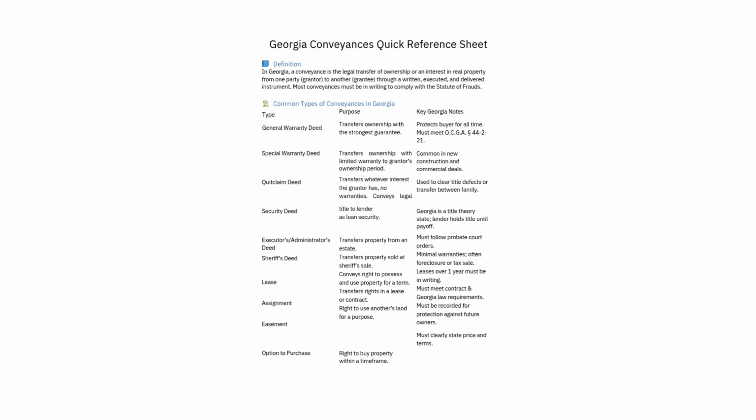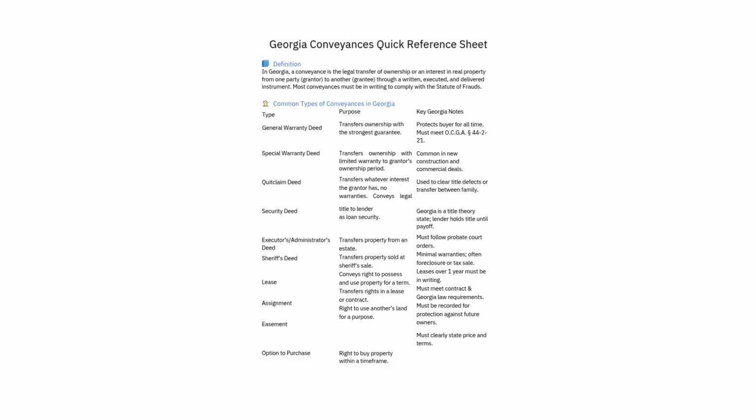Other quick terms around Georgia conveyance. We just covered general warranty deed, special warranty deed, and quitclaim deed. Now, security deeds are used in Georgia. They convey legal title to the lender as loan security. So Georgia is a title theory state, and the lender holds that title until the loan has been paid off.